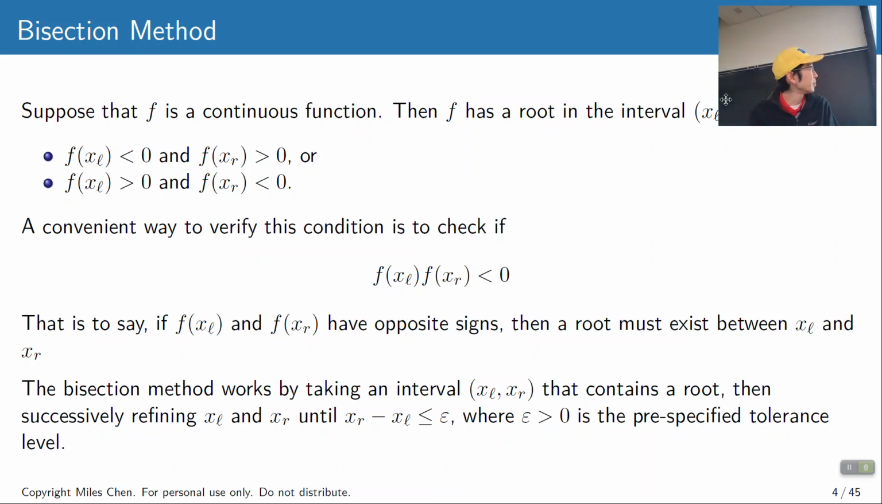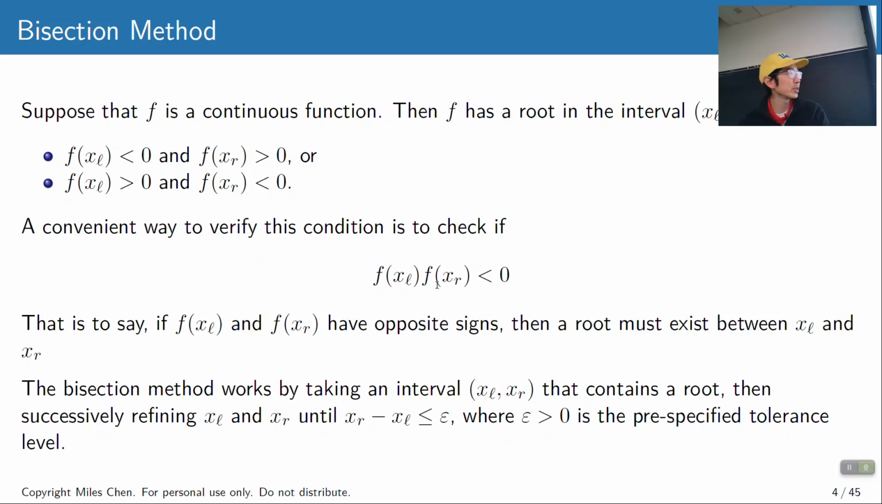So either the value on the left side is negative and the value on the right side is positive, or the value on the left side is positive and the value on the right side is negative, and that means there has to be a root somewhere in there. A quick way to check is to ask: is the product of the function on the left and the function on the right negative? If that product is negative, then these will have opposite signs, and there must be a root somewhere between the left side and the right side.